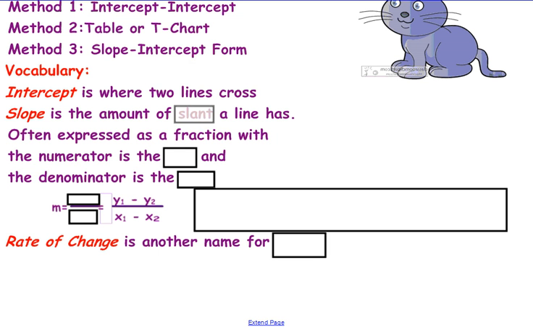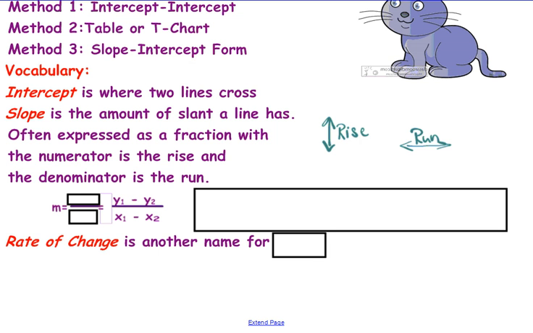Slope is the amount of slant a line has, often expressed as a fraction with the numerator as the, quote, rise, and the denominator is the run. Okay, rise means how far up and down you're going. Okay, and run means how far left and right you're going. That's really important. People talk about rise over run all the time, but they never say exactly what that means. Well, rise is how much up and down we're going, and run is how much left and right we're going to get to the next point. Okay, so it's called rise over run.